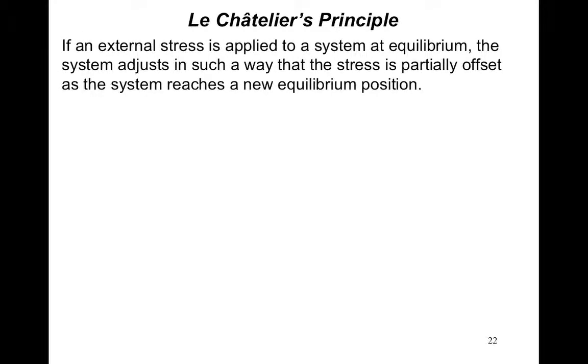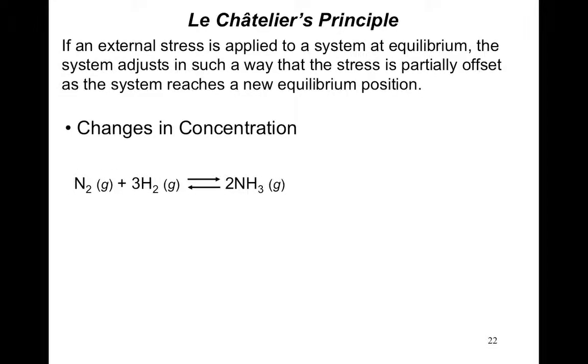So this is the idea that if an external stress is applied to a system that's already at equilibrium, the system adjusts in such a way that the stress is partially offset and the system reaches a new equilibrium. So changes in concentration, that'll shift equilibrium. You can shift left or right.